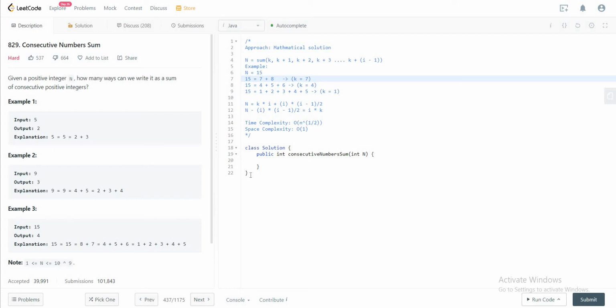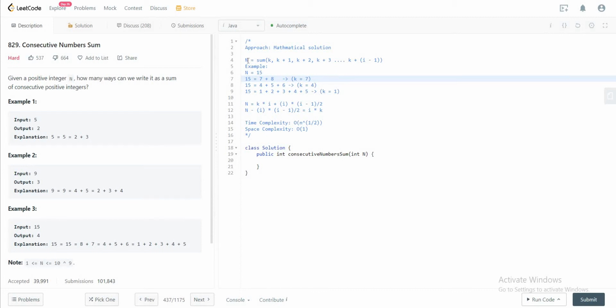Today we're looking at question 829, consecutive numbers sum. We'll be using a mathematical approach to solve this problem. So let's jump right in. Let's look at a couple of examples before we start coding up the solution.